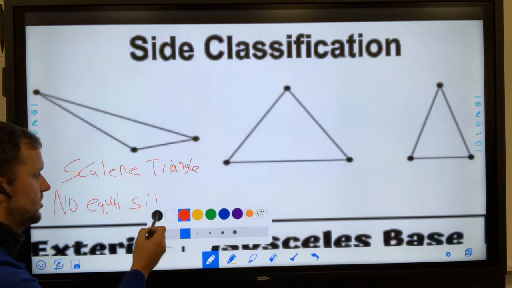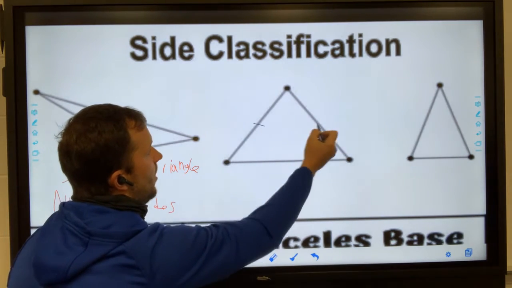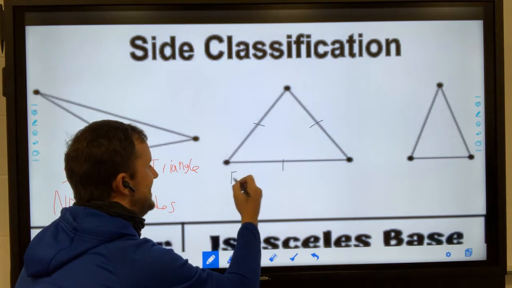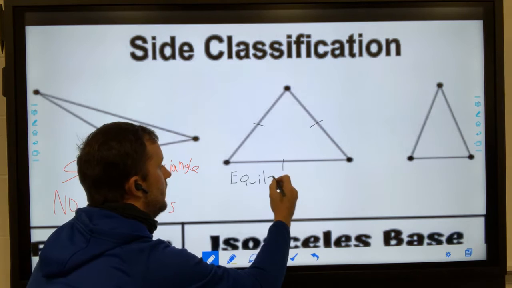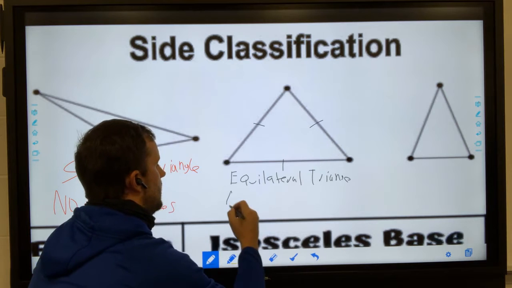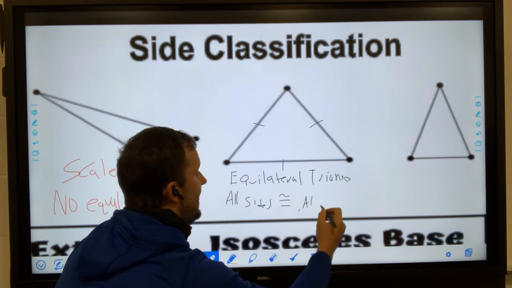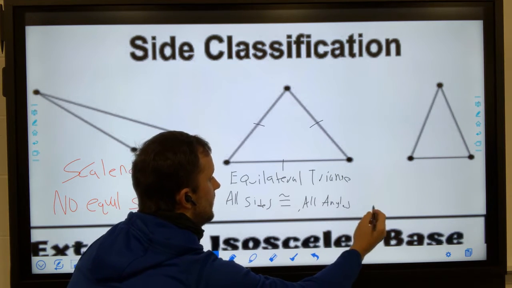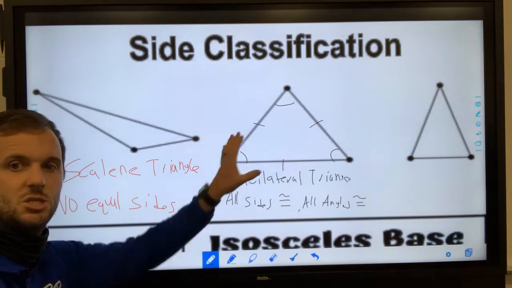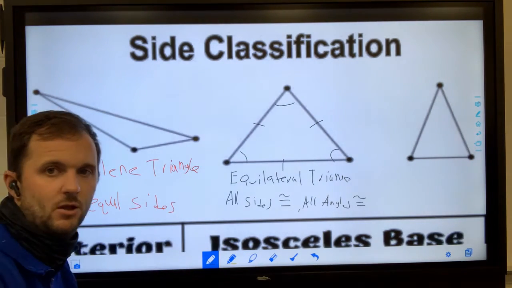Okay, the next one we're going to look at, if you look, this line, second line, and third line are all congruent, okay? All of them are congruent. So this is known as an equilateral triangle, which means all sides are congruent and all angles are congruent as well. So ladies and gentlemen, equilateral is all the sides are congruent and all the angles are congruent.